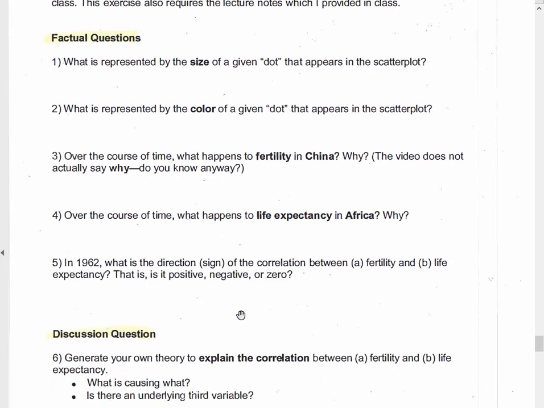Question 4, over the course of time, what happens to life expectancy in Africa and why? By watching the dots, you'll see what happens to life expectancy in Africa, and Rosling talks about the reasons for that as he's narrating the animated scatter plot.